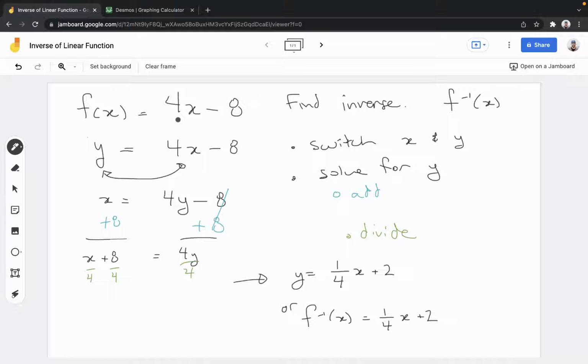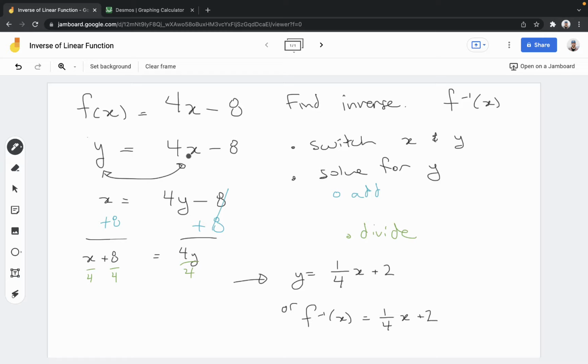I'm going to take a quick run through a linear function and its inverse and how we can visualize that on a graph. This is a method that I'll use for all different kinds of functions later on in the course. This linear function is f of x equals 4x minus 8. To find its inverse, set it equal to y.